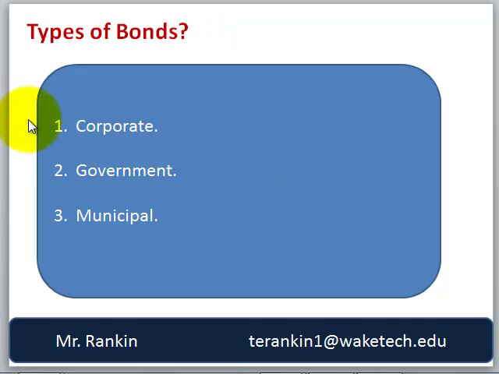Several types of bonds. The type of bond is defined by who you're loaning the money to. I could loan money to a corporation. That would be a corporate bond. I could loan the money to the government. That would be a government or treasury bond. I could loan the money to a municipality, a town, a city. That would be a municipal bond.